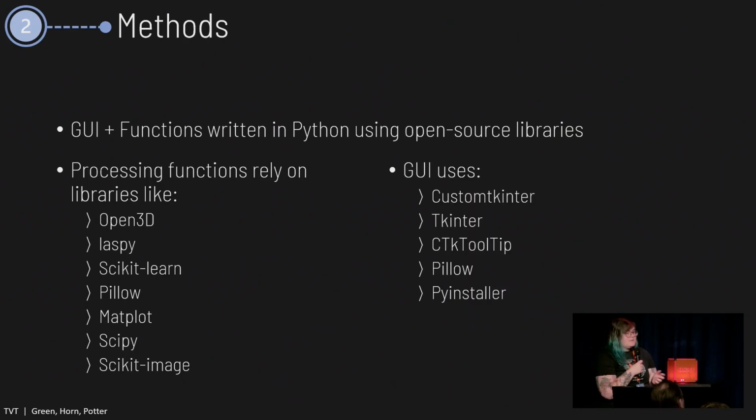I mentioned previously that both the GUI and the functions are written in Python, and they all use open source libraries. It relies very heavily on Open3D, especially for the mesh and model processing. All of the image processing is done in things like scikit-learn, Pillow, Matplotlib and scikit-image. The GUI at the minute is still very simple. It's based off of Tkinter, but we've made it look a bit more modern with custom Tkinter and added a few tooltips so it's easier for people to use without any prior knowledge.